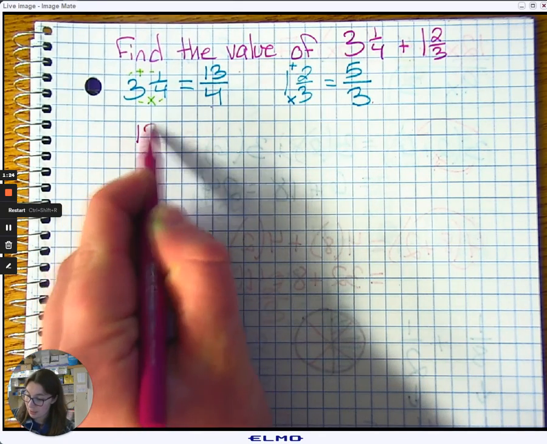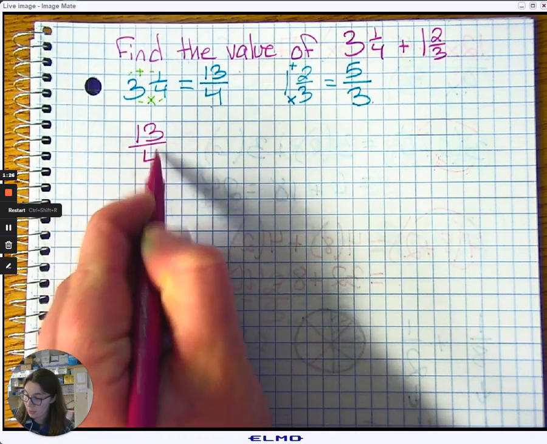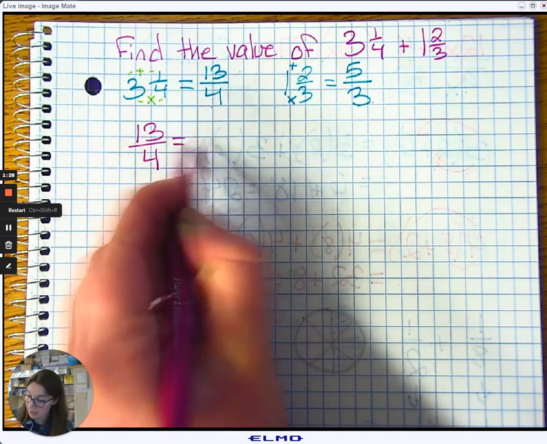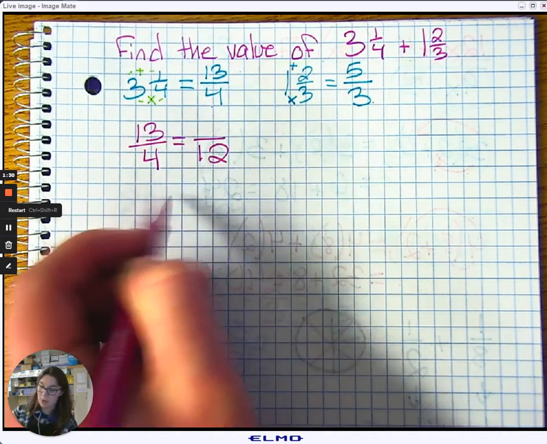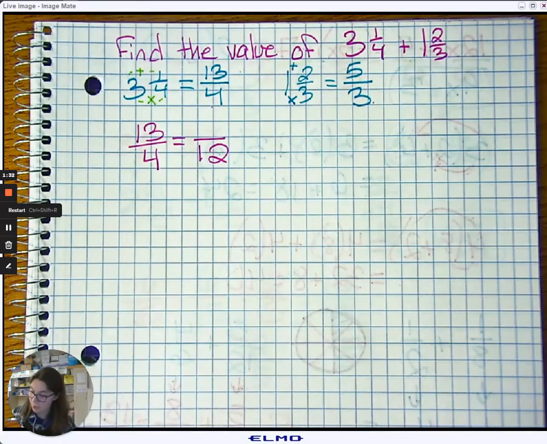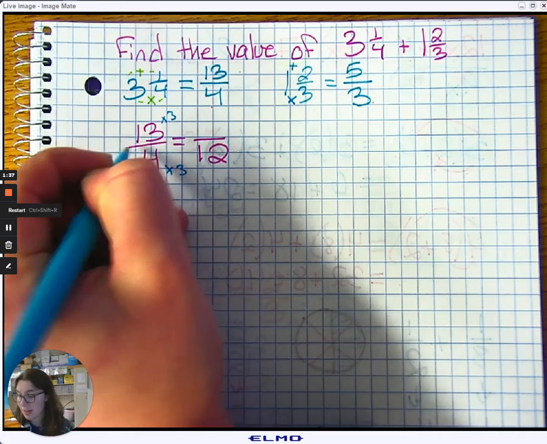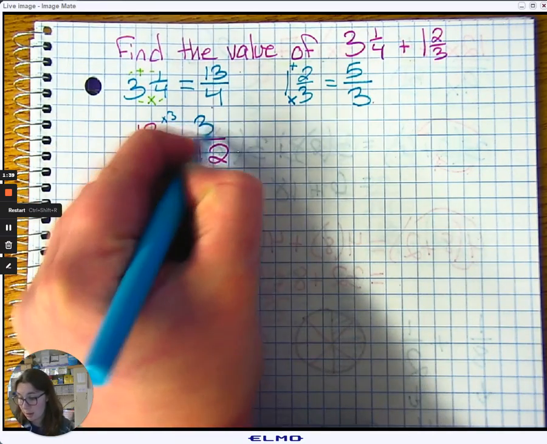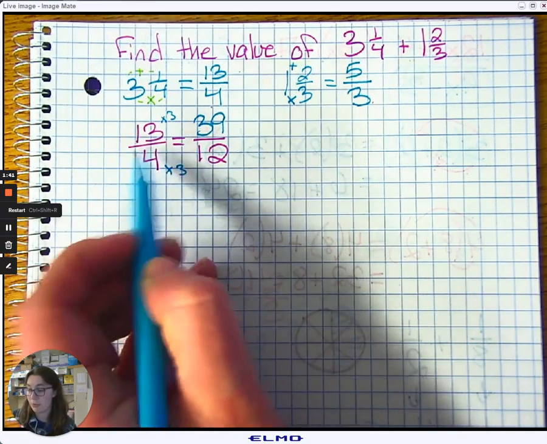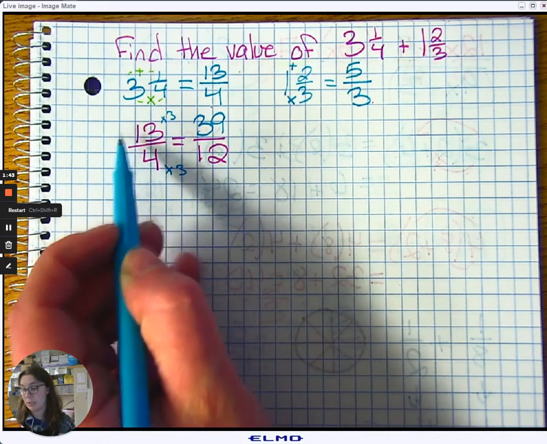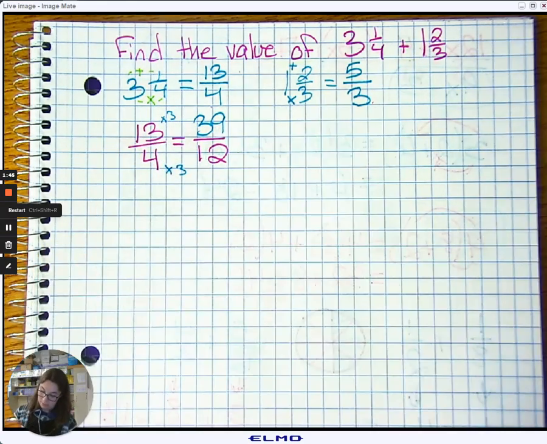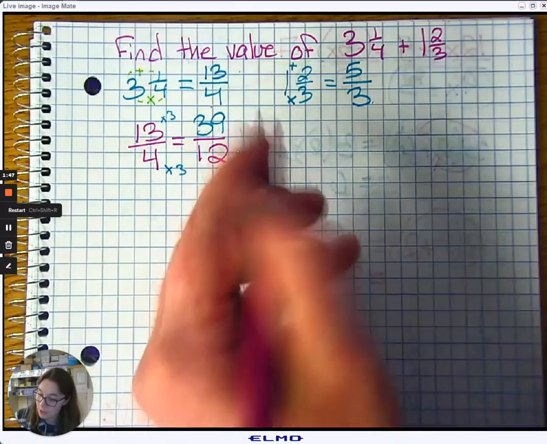So 13/4 equals how many twelfths? Well, to get from 4 to 12, I multiply by 3. So I'll multiply that by 3, and 13 times 3 is 39. It's one of those easy ones where you can go 3 times 3 is 9, 1 times 3 is 3. One of those very straightforward ones.